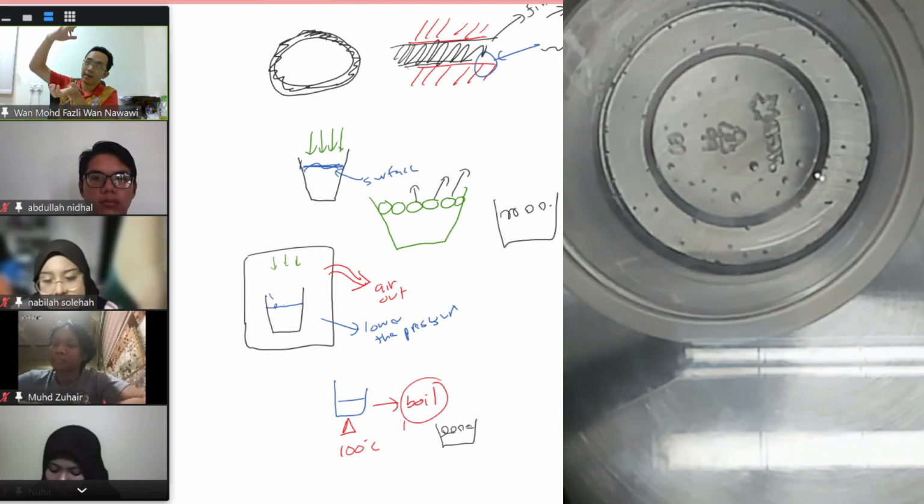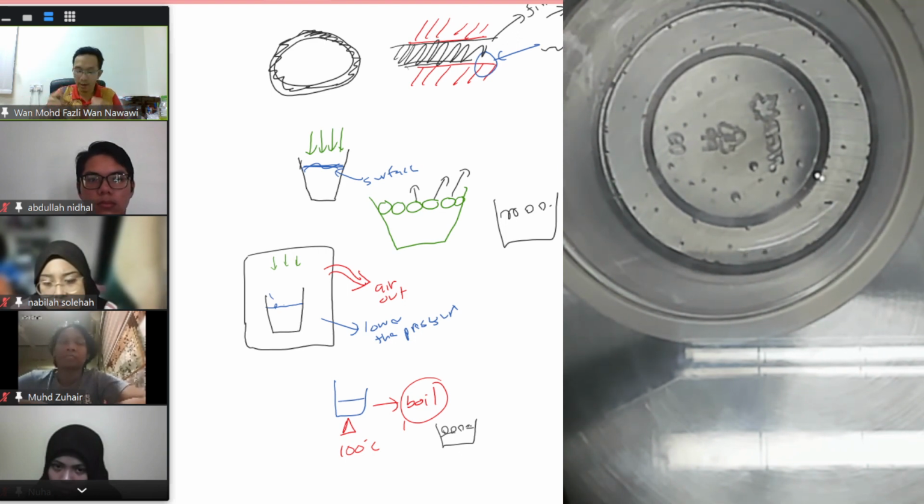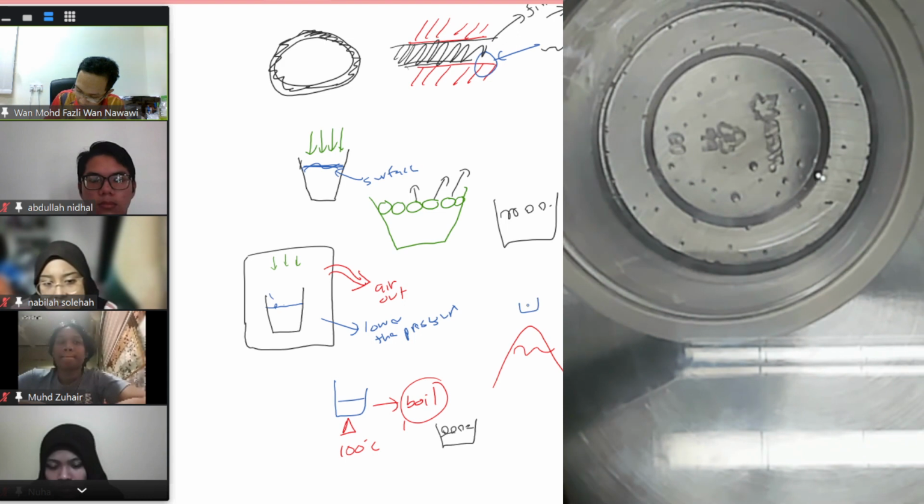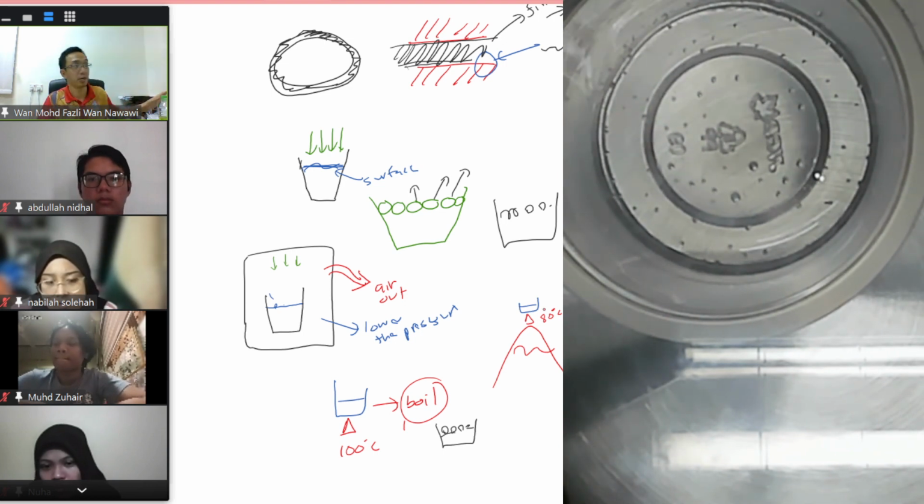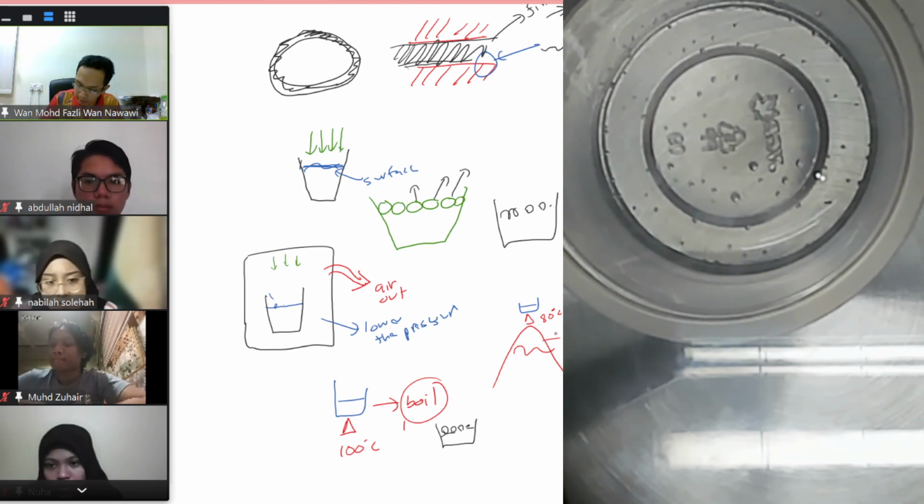There is less air to push on the water surface. So when you go to the mountain, the pressure is low, and when you try to heat the water there, you don't need 100 Celsius for it to boil. Maybe you need only 80 Celsius, then you get the same boiling effect as in the kitchen, because you have the low pressure situation.